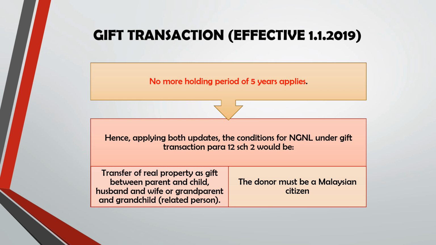So applying both updates, the condition for no gain, no loss is: transfer as a gift between connected or related persons, and the donor must be a Malaysian citizen. Only this condition with effect from 2019. But if the transaction happened prior to 2019, you must apply that 5 years of acquisition.